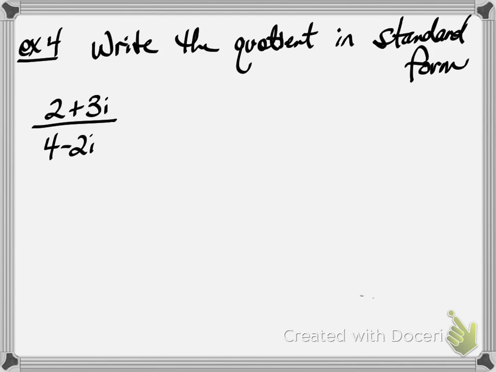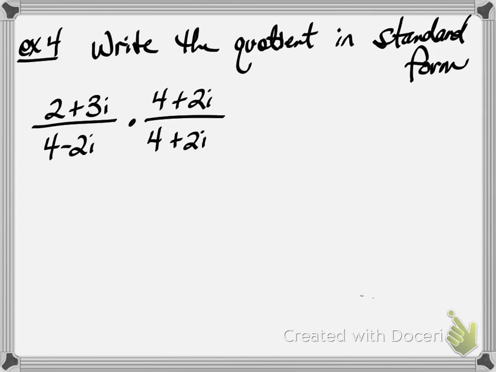So to undo that, we're going to multiply the top and the bottom by the conjugate of the denominator. And when you multiply by the same thing in the numerator and the denominator, that's really just a 1. Something over itself is a 1. So we're not changing the value of the problem. So we multiplied by the conjugate of the denominator.